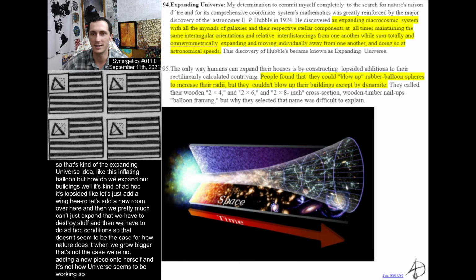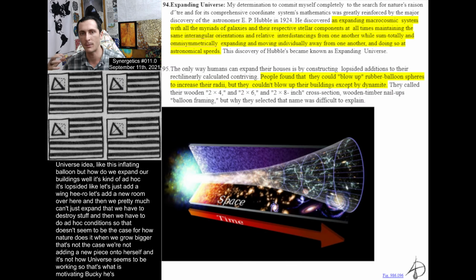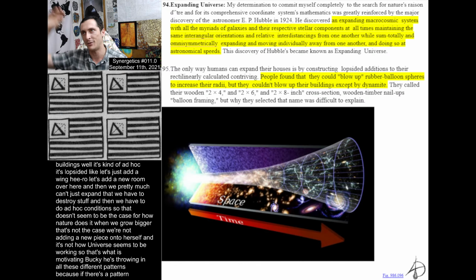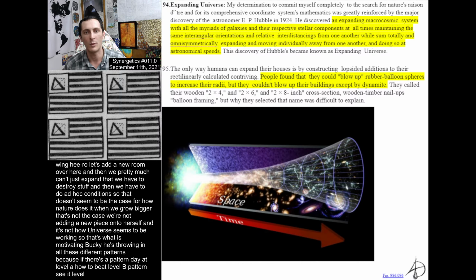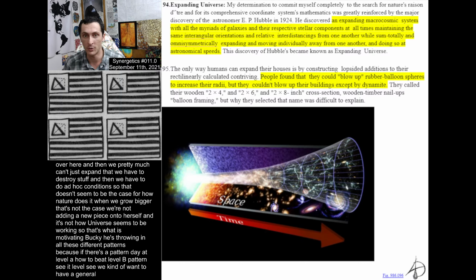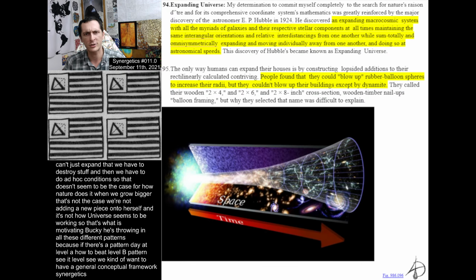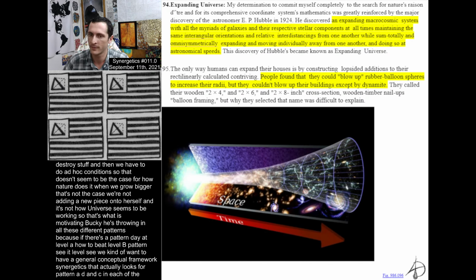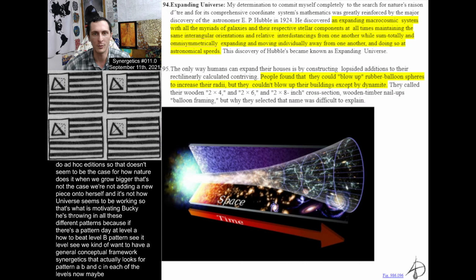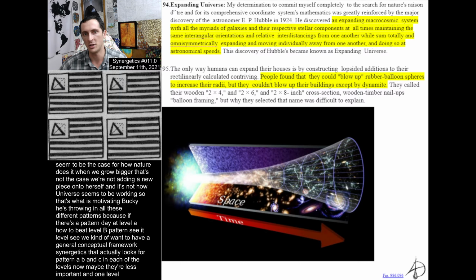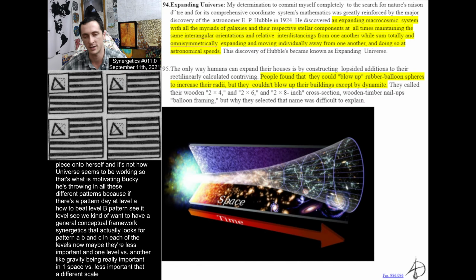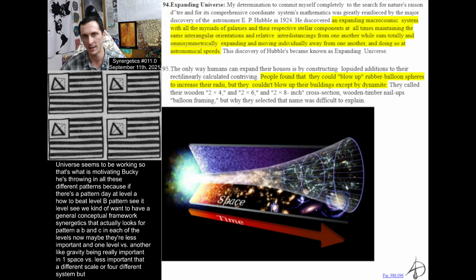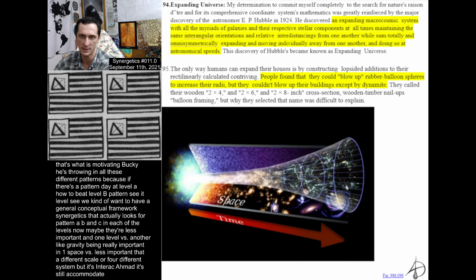So that's what is motivating Bucky. He's drawing in all these different patterns, because if there's a pattern A at level A, pattern B at level B, pattern C at level C, we kind of want to have a general conceptual framework, Synergetics, that actually looks for pattern A, B, and C in each of the levels. Now, maybe they're less important in one level versus another, like gravity being really important in one space versus less important at a different scale or for a different system, but it's inter-accommodating. It still accommodates all these differences.